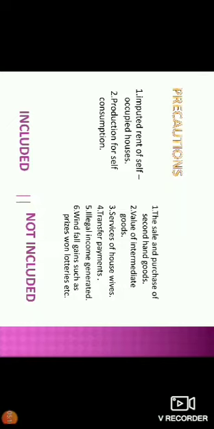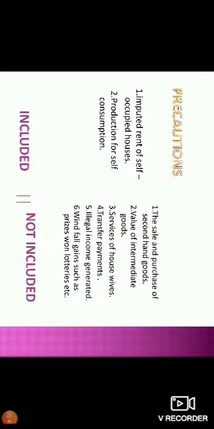First, the things included in the national income measurement. The first one is the imputed rent of self-occupied houses. Imputed rent of self-occupied houses is included in the national income measurement, and the same goes for production for self-consumption, which is also included.